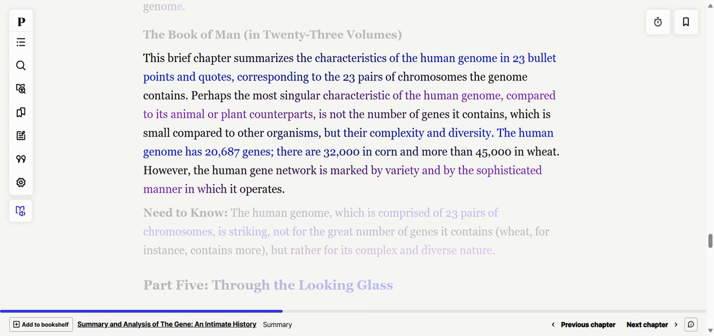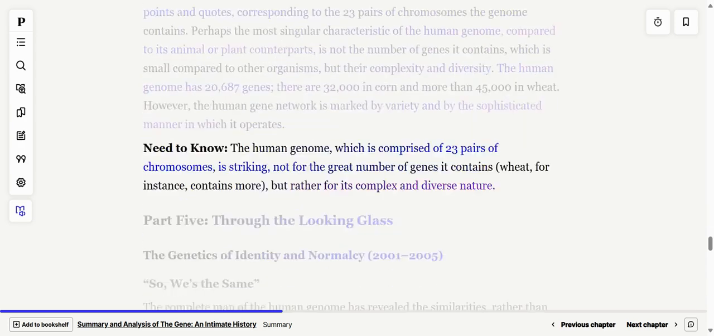Part 5, Through the Looking Glass. The Genetics of Identity and Normalcy, 2001 to 2005.